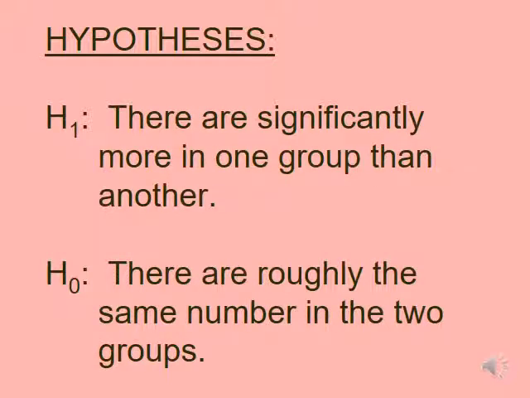I'm not going to ask you to write hypotheses for a sign test, but all they would be, the alternative hypothesis would just say there are significantly more in one group than another. The null hypothesis would say, no, there might be a little bit more, but basically those groups have roughly the same number.